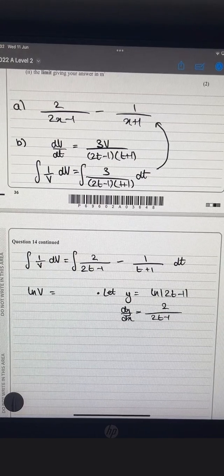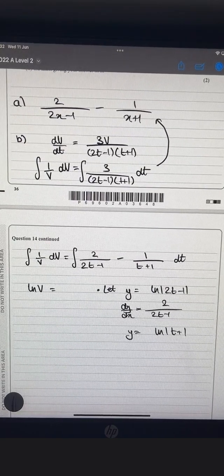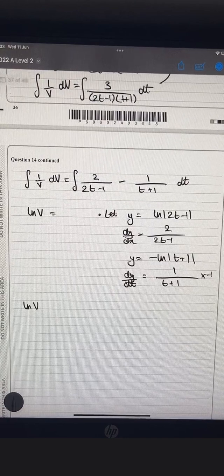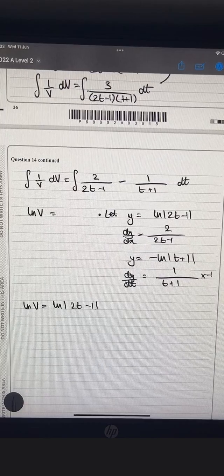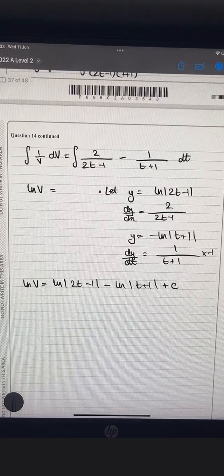And now if I differentiate this, so let y equal ln of t plus 1. So dy by dt is 1 over t plus 1, and that's 1. I don't want 1, I want negative 1, so that's going to be negative. So there. So ln v, I'm just going to write this down here. ln v is equal to ln of 2t minus 1 minus ln of t plus 1 plus c. Remember the constant, and you can put constants on both sides, but remember, a constant is a constant. If it's on left and right, just add them together and put that there.